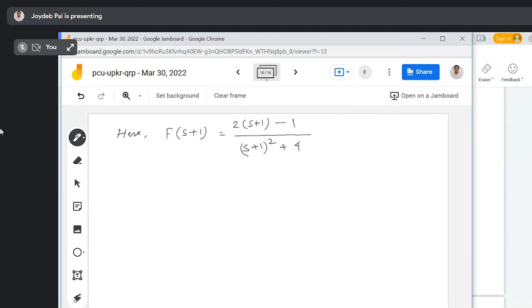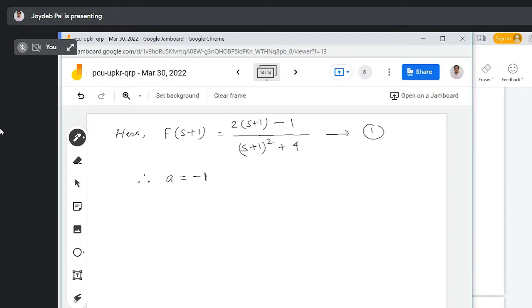Yes. So what is a? Can you tell me? You compare with the form f of s minus a. Minus 1. A is minus 1, correct. Because the form is f of s minus a. So a will be minus 1. Now from f of s plus 1, say it is equation number 1. Now from equation number 1, can you write f of s?